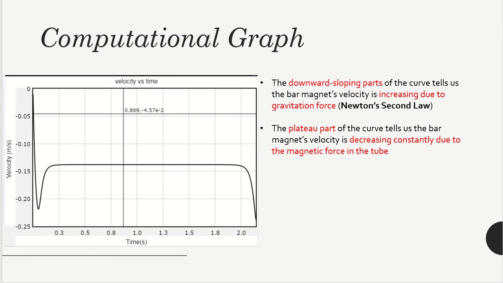And here's a graph showcasing the bar magnet's lifetime in the tube. The beginning and the end of this graph show that the bar magnet's velocity is increasing due to gravitational force. This is before the bar magnet enters the tube and when it's done going through the tube. And then the plateau part of this curve tells us that the bar magnet's velocity is decreasing constantly due to a magnetic force inside that tube.